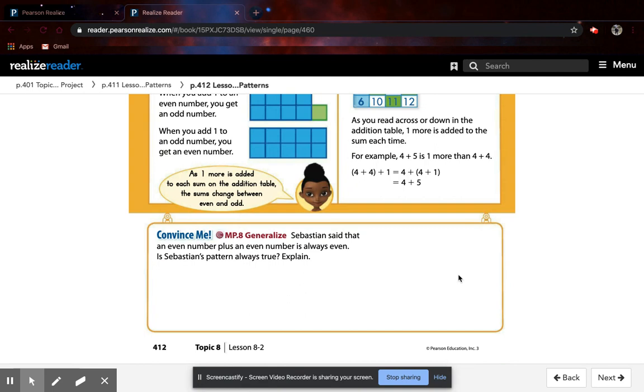For the convince me section, it says, Sebastian said that an even number plus an even number is always even. Is Sebastian's pattern always true? Explain. So the answer is yes.